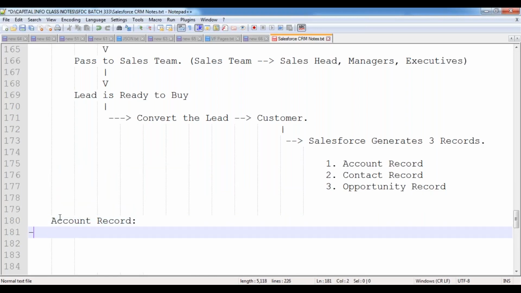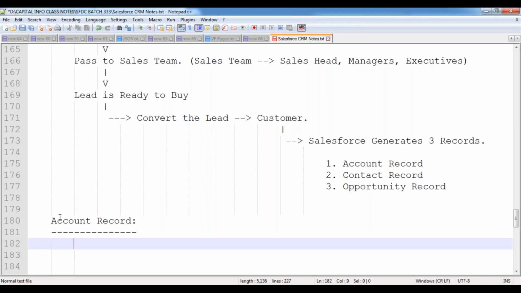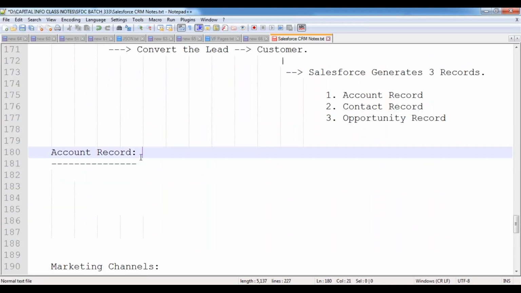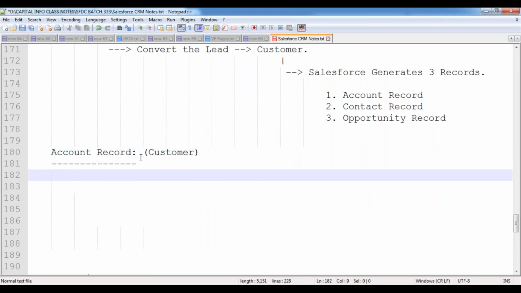Account record. What does this account record contain basically? Account in the sense of customer. Account means customer. For example, when you go to a bank to open a new account, what will they provide? Account number. They are not providing a customer number, they are providing an account number. Or for example, I'm using a Gmail account. That means I'm also one of the customers of Gmail. Account means customer.